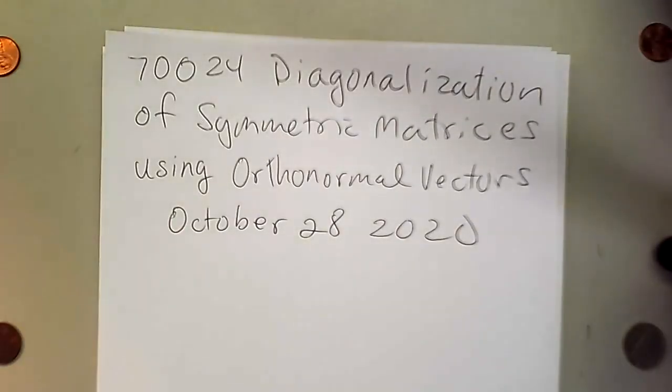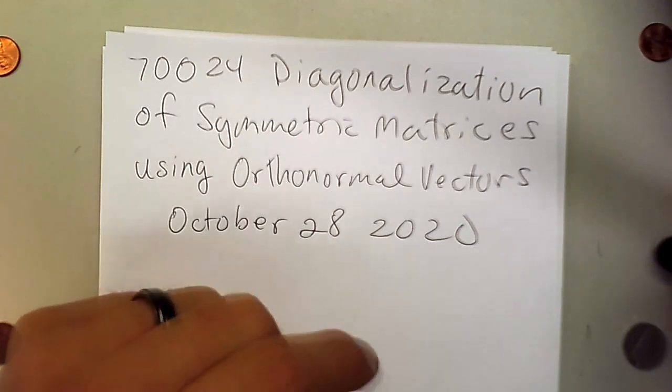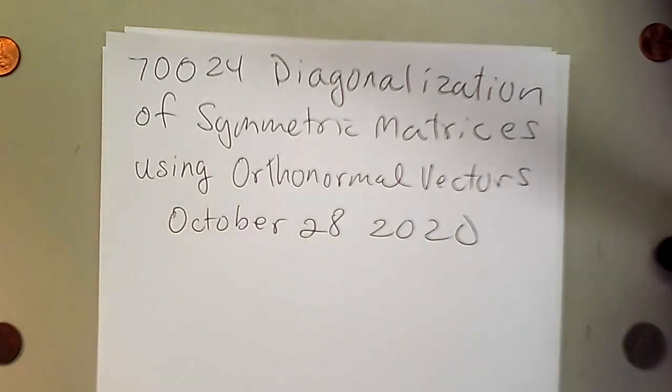This video is about factoring matrices. There are two things that are a little different. The matrices we're going to factor are going to be symmetric, and we're going to end up with a diagonal matrix as in the previous video.